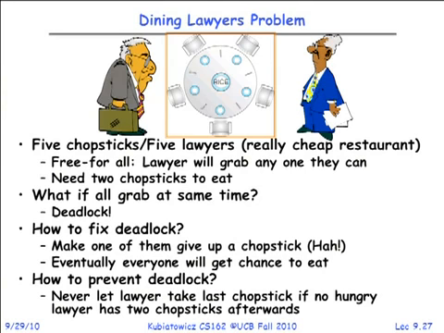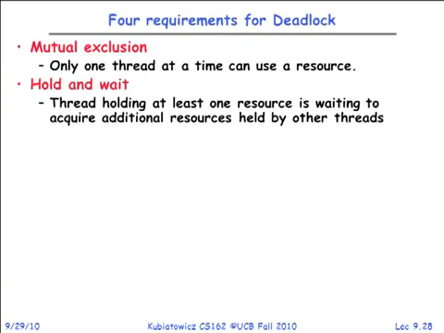So there are 4 requirements for deadlock to happen at all. One of them is mutual exclusion: only one thread at a time can use some particular resource. Another is hold and wait: a thread grabs a resource and holds on to it while it's waiting for somebody else. A third is that the resource can't be preempted, so it's not possible to reach in and steal the resource away. And the fourth is circular wait: there's a set of threads, T1 through Tn, where T1 is waiting for T2, T2 is waiting for T3, T3 is waiting for T4, and Tn is waiting for T1.